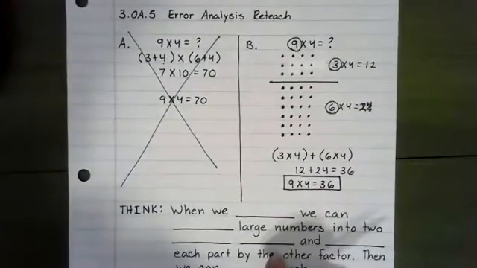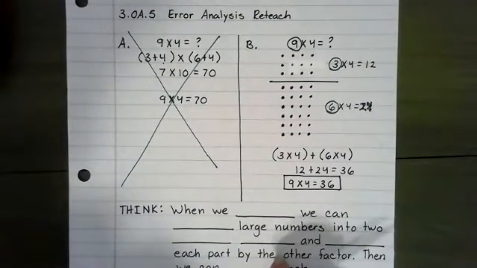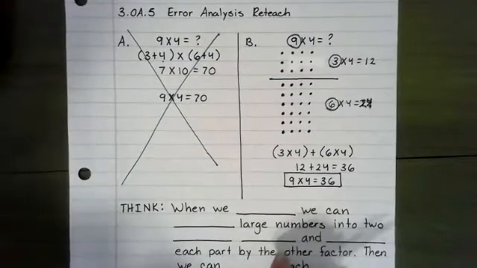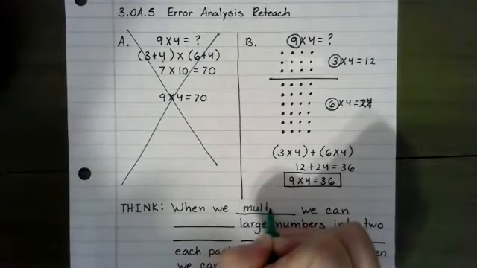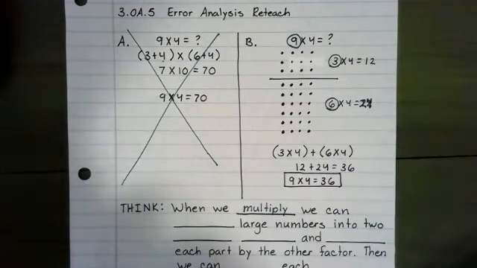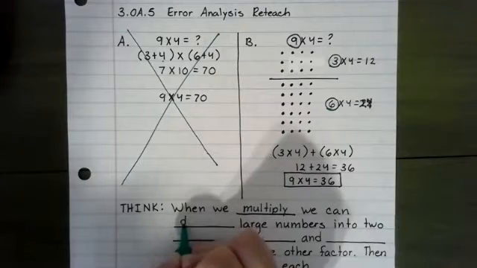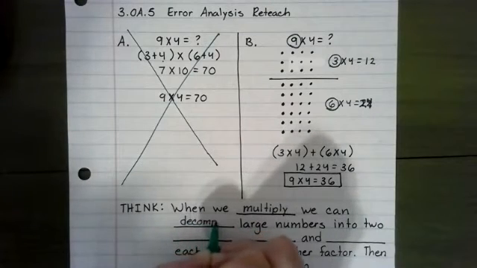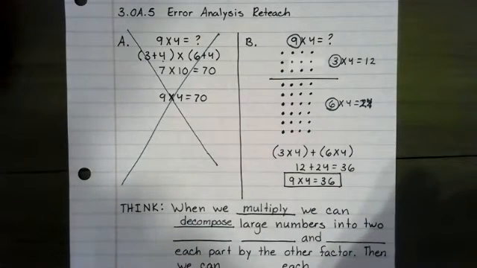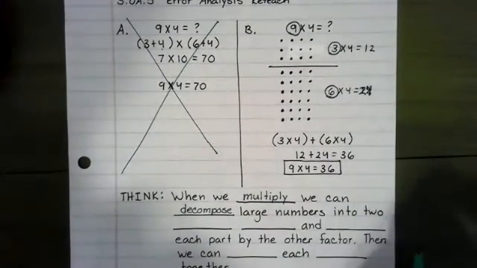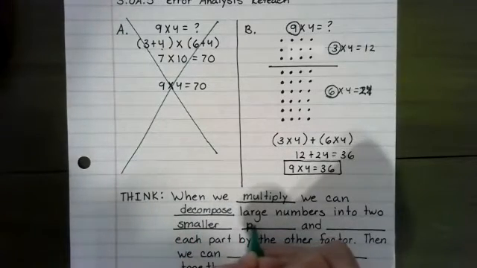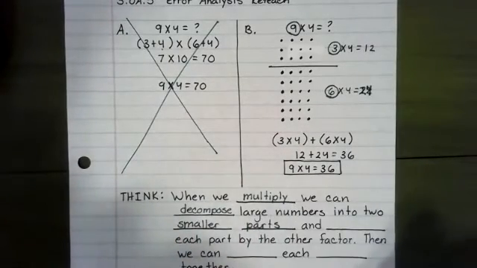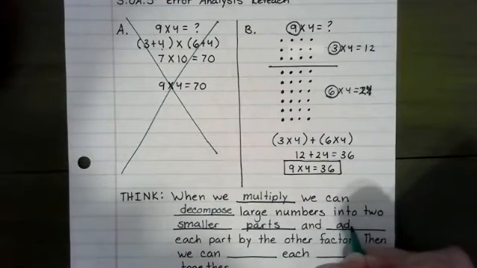Today, in your practice problems and in your exit ticket, you're going to look at distributive property. We use distributive property when we multiply. We can decompose. Decompose means to take apart or make smaller. When we multiply, we can decompose large numbers into two smaller parts. And then we can add.